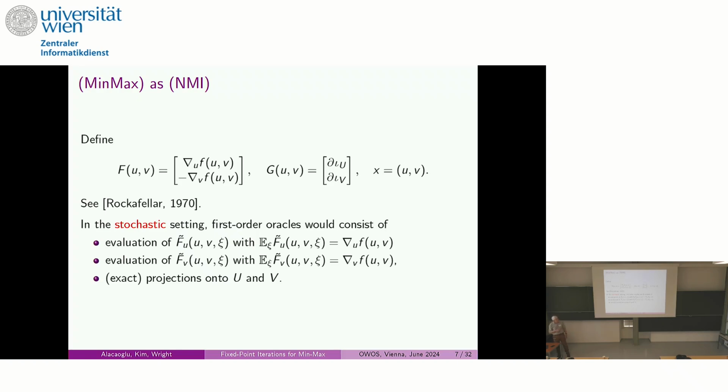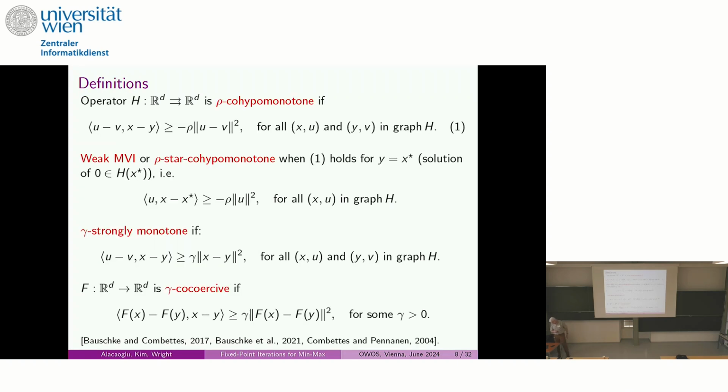So in the stochastic setting, when I'm talking about oracles, I mentioned the oracle on the previous slide. For this problem, we could have oracles that give you unbiased gradients, according to this definition. And most theory for stochastic gradient that we've also heard a lot about at this meeting assumes access to unbiased oracles like that. And I'm going to assume that the U and V are simple enough that you can project onto them exactly. Okay, so here come some definitions, and as I said, most of these are fairly familiar.